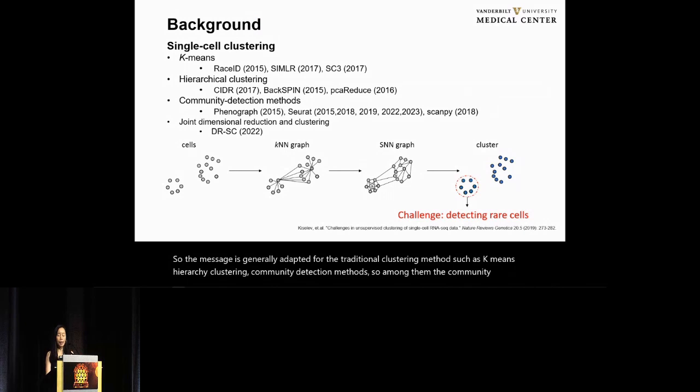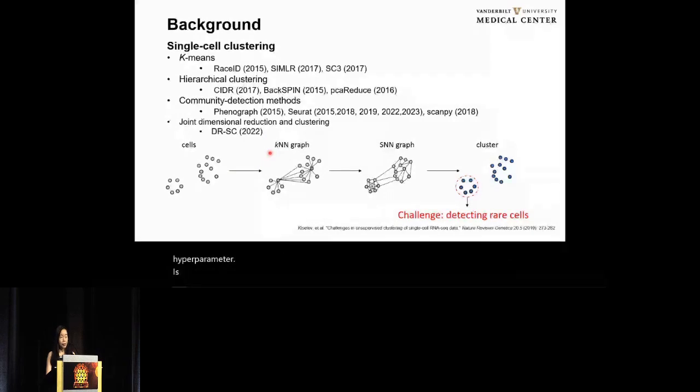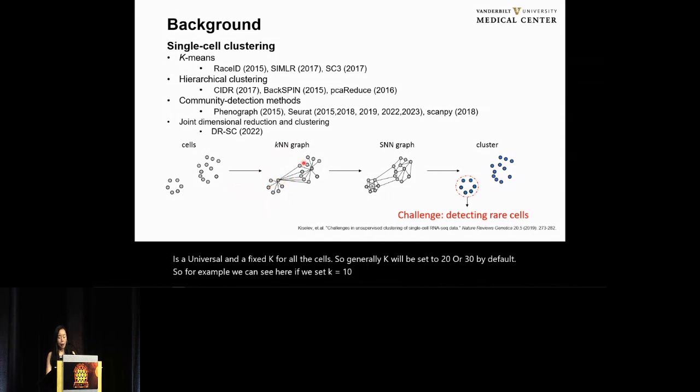This is a toy example showing how the community detection method works. The first step is to build a k-nearest label graph. Here, k is a hyperparameter, a universal and fixed k for all the cells. Generally, k will be set to 20 or 30 by default. For example, if we set k equals 10, then we'll build the 10-nearest label graph. To make the graph more robust to outliers and noise, the second step is to build a shared nearest label graph.